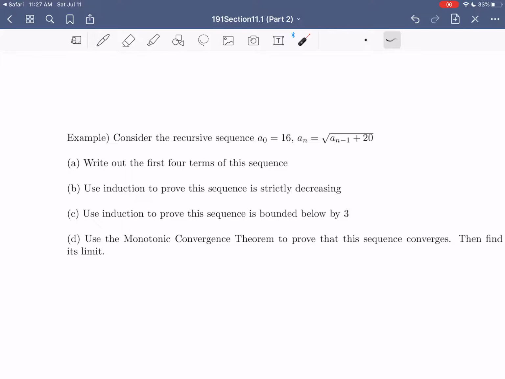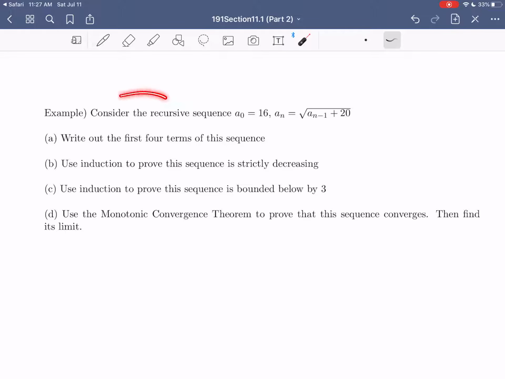So let's take a look at an example here. We're going to return to a type of sequence that we talked about at the very beginning, which we called a recursive sequence. Remember, a recursive sequence does not give an explicit equation for the values of the sequence. Instead, it tells you how to get the next value in the sequence based on the previous one. So we didn't have a way of analyzing the limit of those, but now that we have this monotonic convergence theorem, we are actually able to.